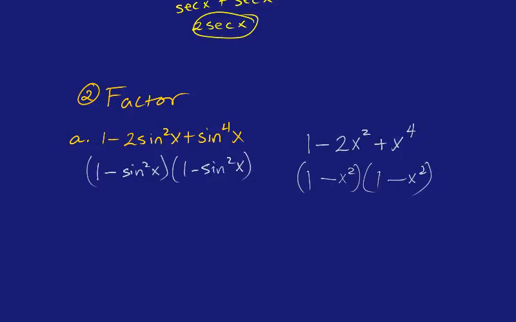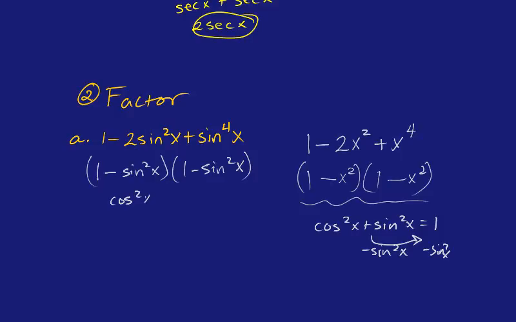Now it allows you to substitute. If you remember, I said that the Pythagorean identities are movable. So cosine squared plus sine squared equals 1. If we subtract the sine squared over, then I'd have 1 minus sine squared on the other side, which is the same as cosine squared. So this would be cosine squared times cosine squared, which is cosine to the 4th power of x.